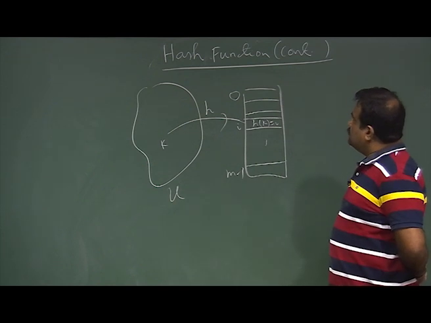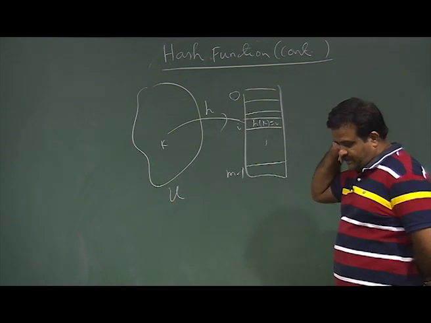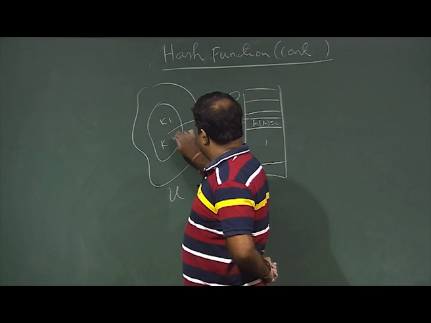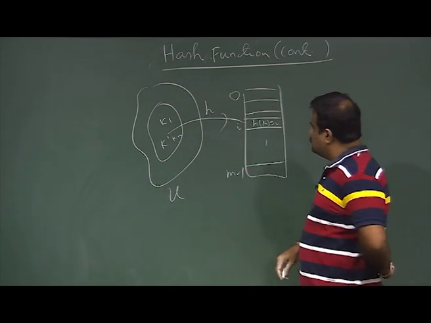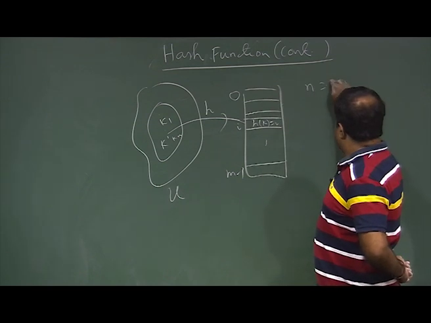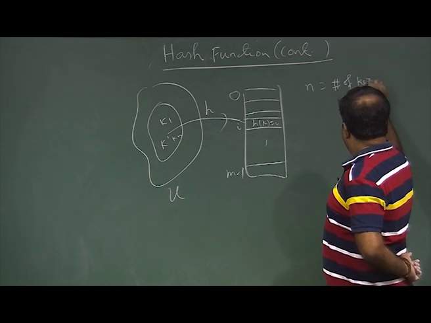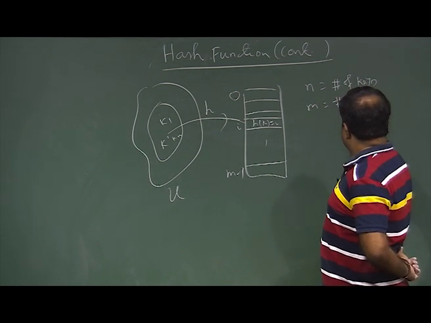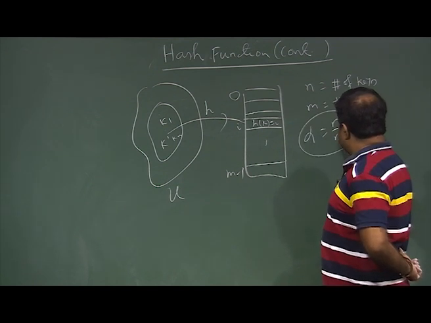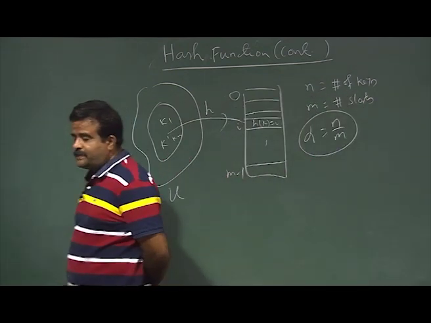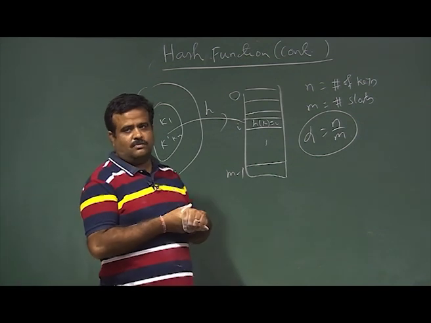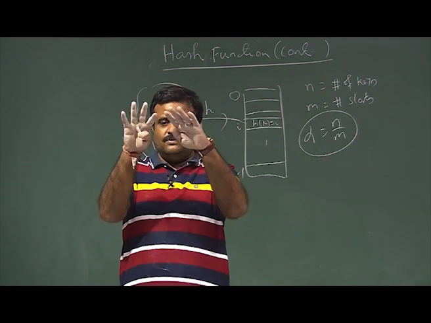Now, we say a hash function is a good hash function if there are n keys, k1, k2, ..., kn, and there are m slots, and the keys are distributed uniformly over the slots. So n is the number of keys and m is the number of slots, then alpha is n by m. This is called the load factor, which is basically the expected number of keys per slot, and we call the hash function good because it is distributing the keys uniformly over the slots.